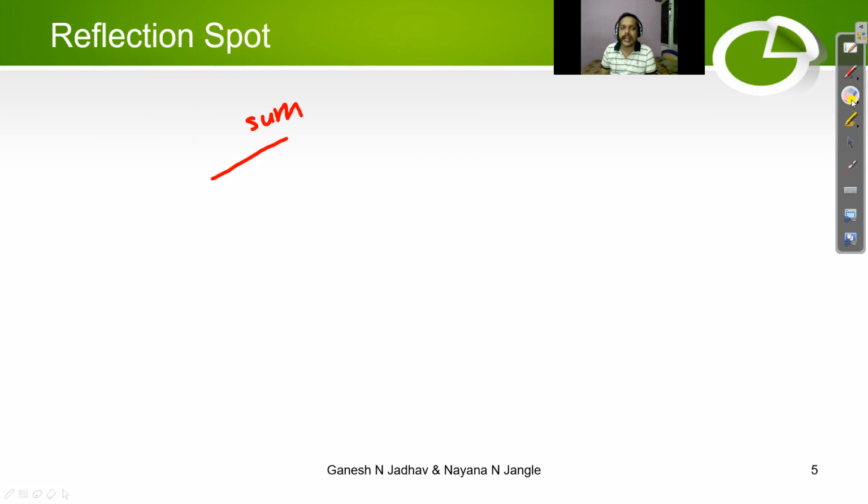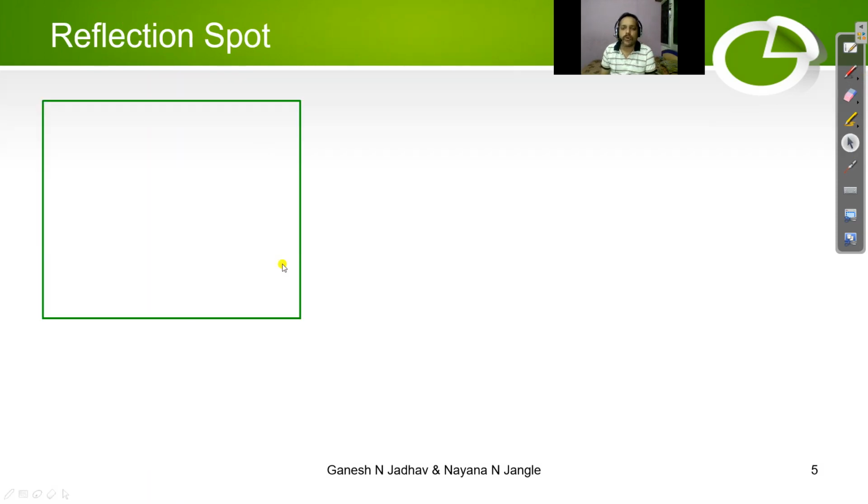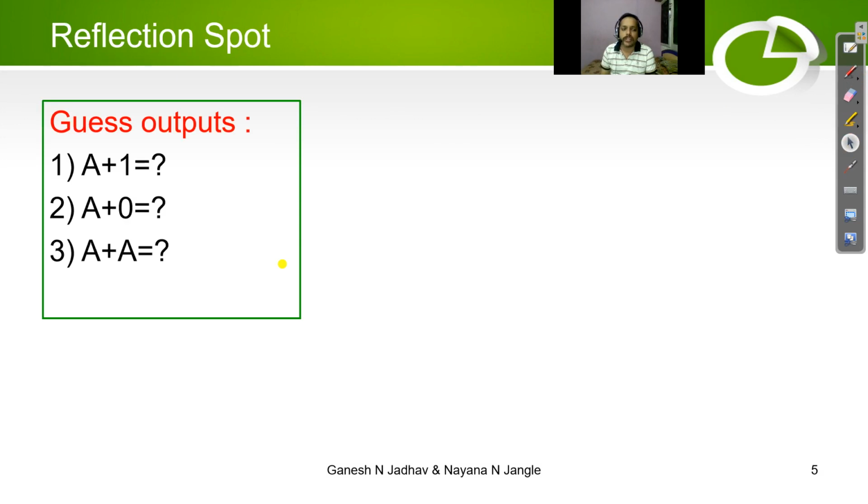Let's understand. Here I'm posing one question to you, that is the reflection spot. You have to guess the outputs in the following equations. There are 4 equations. You have to guess the output. Pause the video for some duration and write down the answers on paper.